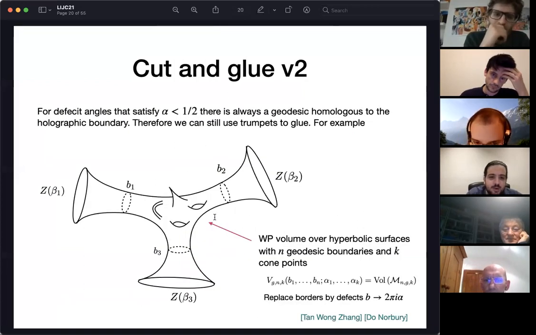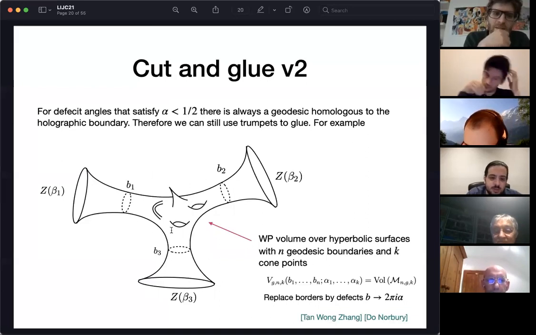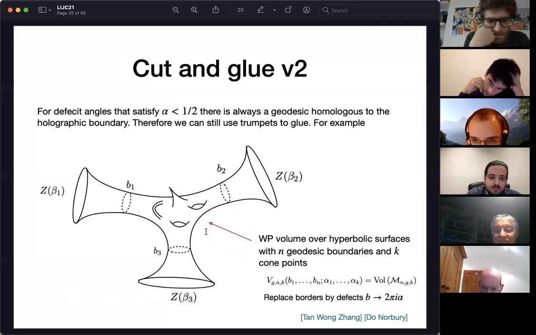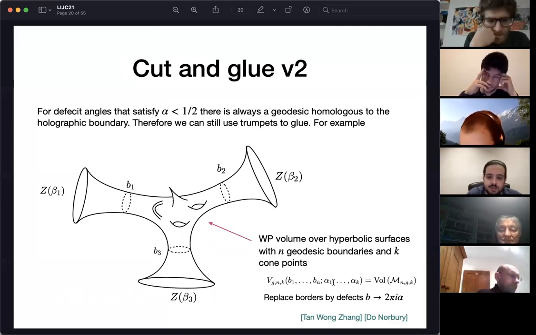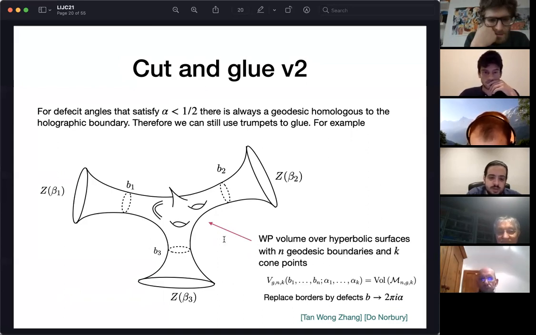Okay, I will try to go fast. If the deficit angle is not too big, if alpha is more than 1/2, then we can do the same cutting and gluing that we did before, but these Weil-Petersson volumes will be replaced by the Weil-Petersson volumes with cone points, for the same reason. They can be computed by analytic continuation. Basically we replace the defects by geodesic boundaries of length b, and then we replace b by 2 pi i alpha. This is explained in these papers, and it is equivalent to the volume with cone points.